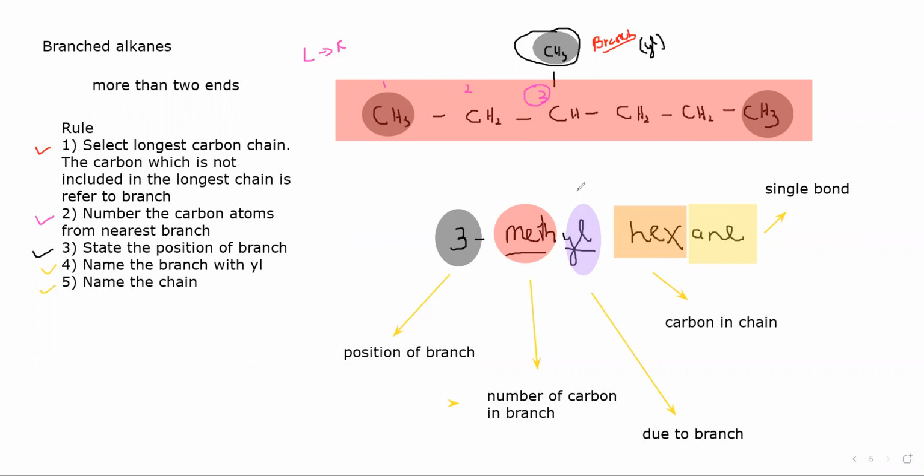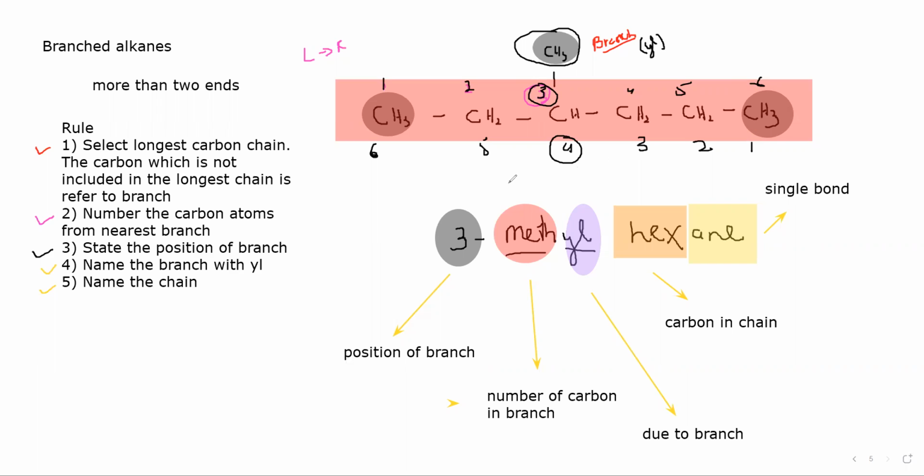How will we get the position of the branch? To get the position of a branch, we will number the carbons in the longest chain which we select. If I count the carbon atoms from the right-hand side, 1, 2, 3, 4, 5, 6, there are 6 carbon atoms, and at the fourth position we have a branch. But if I number from the left-hand side, 1, 2, 3, 4, 5, 6, 6 carbon atoms, the branch is at the third position. So we will always follow the numbering where the branch gets the smaller number.